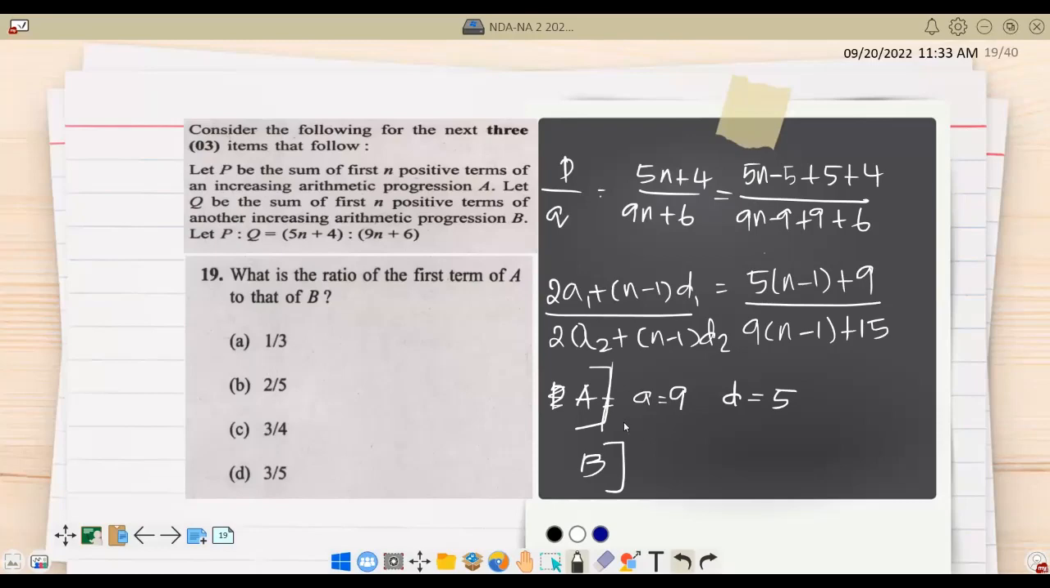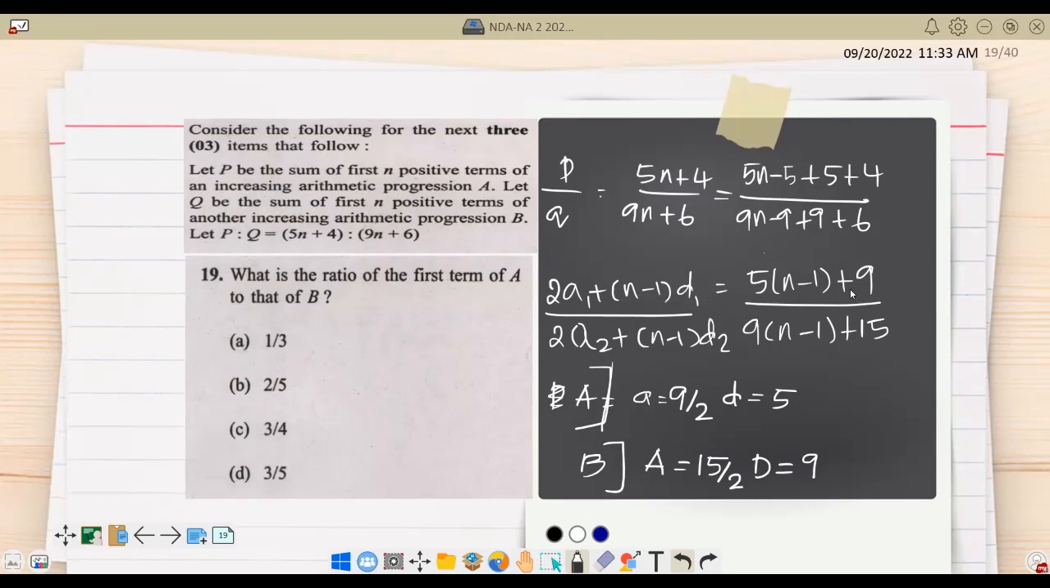For the progression B, I write in capital letters, this is 15 and your D will be 9. So with this, we can solve for 19, 20 and 21 because these 3 questions have the same directions. So what is the ratio of the first term of A to the first term of B? So we can apply just 1, right? So the first term of A is 9 by 2 and this is 15 by 2.